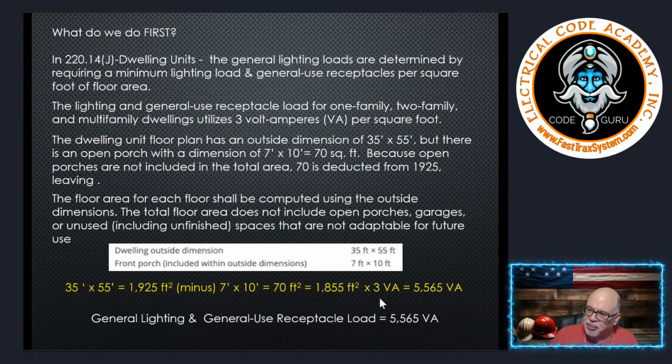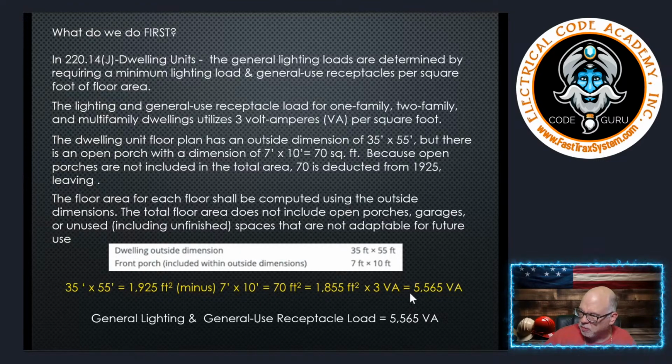And again, at 3 VA per square foot, we multiply the 1,855 times 3. That is 5,565. Now, you guys have heard me say this over and over again: do not trust my math. The only way you get better at the NEC is to make sure you have your calculator and work it out. So I'm working it out right here with you. I'm going to put this down, and I've already calculated 3 times the 1,855.